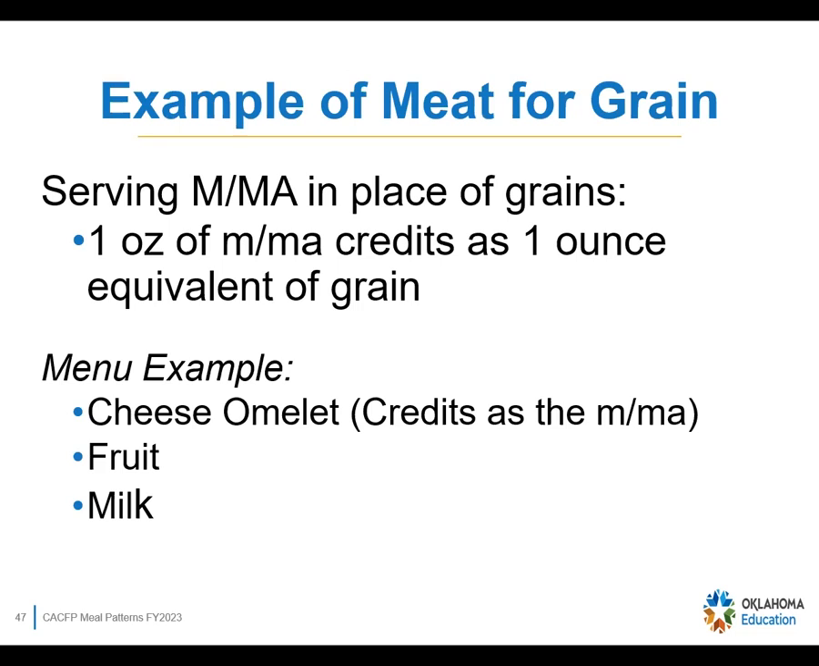Now, when we talk about the meat alternate for breakfast and replacing it with the grain, if you're required to have 1 ounce equivalent of grain at breakfast, you would replace that with 1 ounce of meat alternate instead. Whatever you're required to give them for the grain, that's how much you'll give them in the meat alternate. Again, this is if you want to completely replace it.